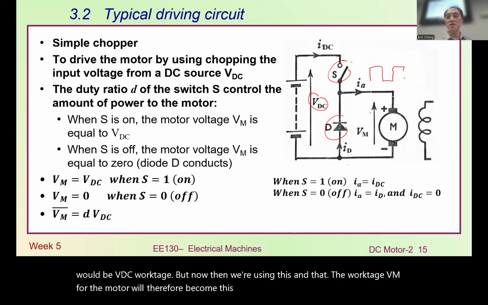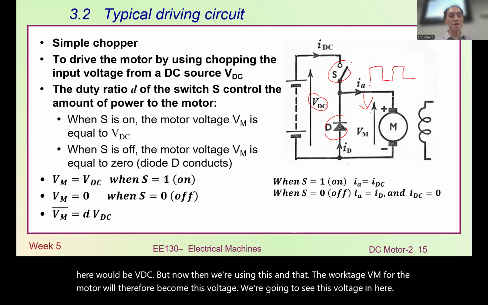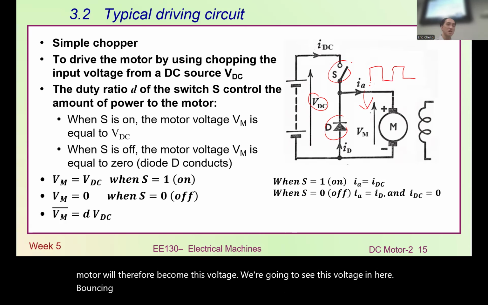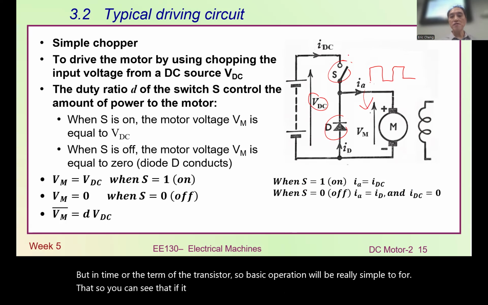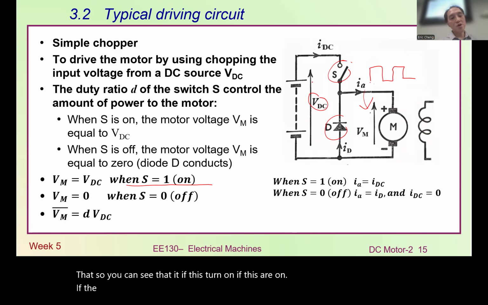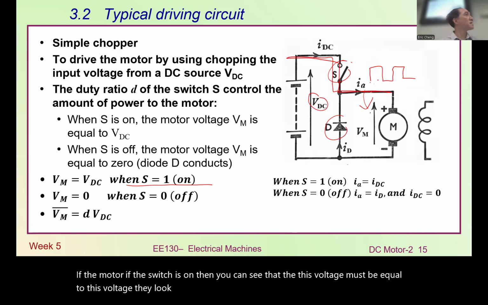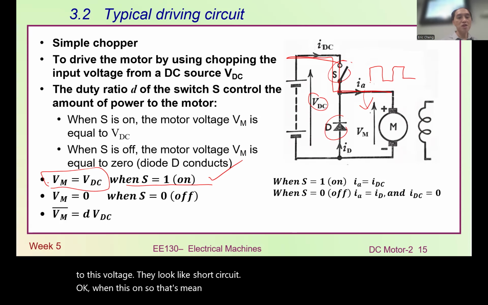We're going to see this voltage here by turning the transistor on and off. The basic operation is really simple. If the switch is on, then you can see that this voltage must be equal to this voltage. They look like a short circuit. So when this is on, the motor voltage equals the VDC voltage.